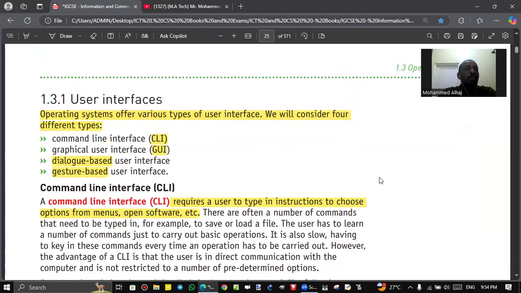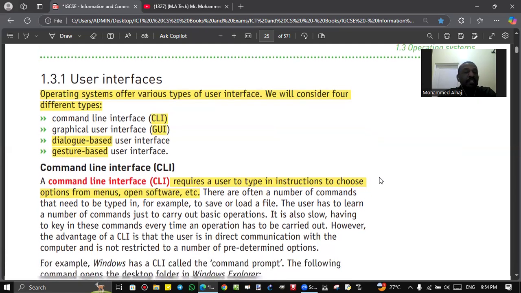Next point, which is 1.3.1, is about user interfaces. Mainly we have 4 different types of user interfaces related to our syllabus. Operating systems offer various types of interfaces, and we will consider 4 different types. The first type is called command line interface, CLI. The second one is graphical user interface, GUI, then dialogue-based user interface, and gesture-based user interface.